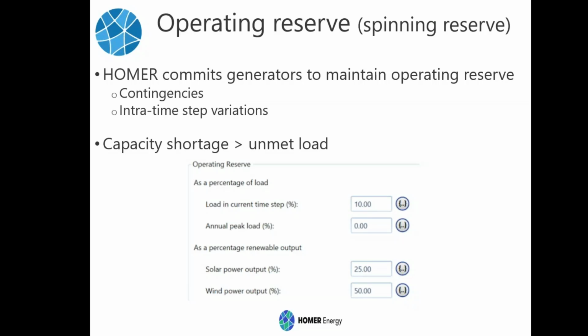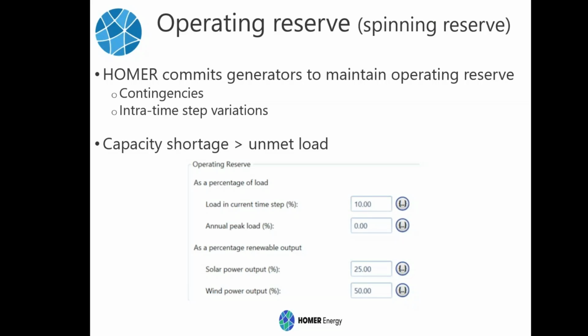So that's a number that you need a little experience with to determine, and one of the reasons we allow you to do sensitivity analysis on it. You might start conservatively and progressively become less conservative. And then my final point here is just something that confuses people sometimes in HOMER, because we have two output parameters, capacity shortage and unmet load.